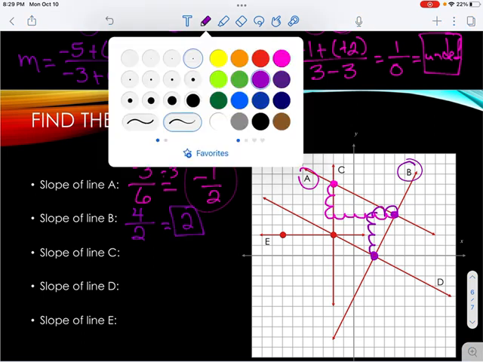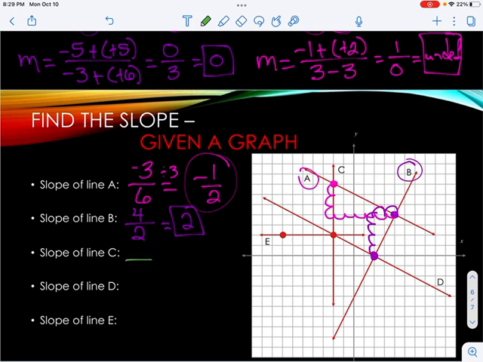Okay, let's try another one. For C, so I find C. Here's C. Now, here's my points. I have this point and this point. So what I'm simply going to do is start here and count down. 1, 2, 3, 4, 5. So I went down 5. I'm not going to go left or right any because it's not. So -5 over 0, that is an undefined slope.